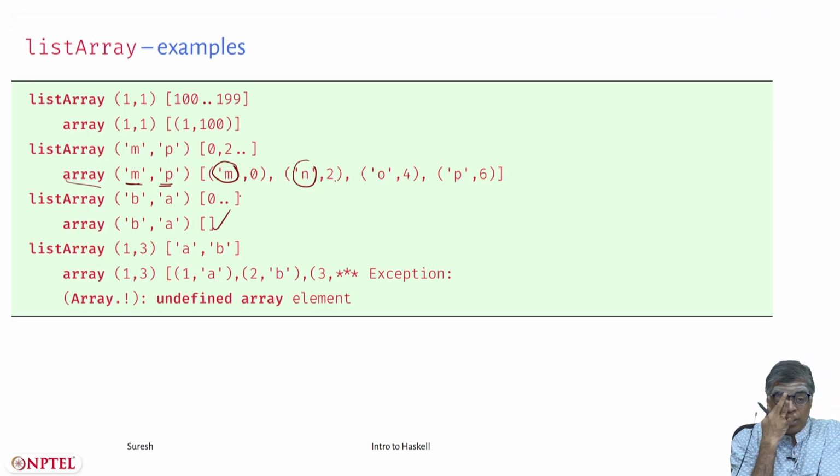listArray (1, 3). Now this tells you that the lowest index is 1 and the highest index is 3. And if I give the list [A, B], then you will get an error because 1 will be associated with A, 2 will be associated with B. There is no element associated to 3. So you will say, oh, undefined array element. Okay. So let's try all these things in VS Code.